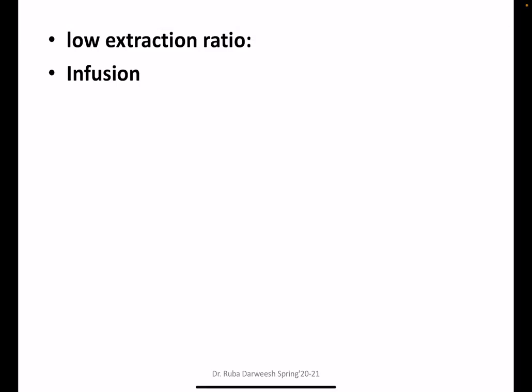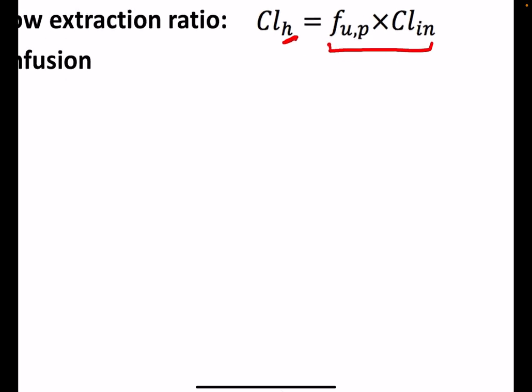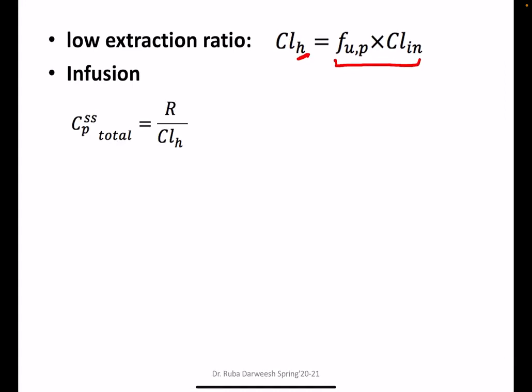Same idea here, and let's do the slide. In the question we have a low extraction ratio, and then the hepatic clearance would be equal to the intrinsic clearance, and we are taking the protein binding into consideration. As we are talking about infusion, the total concentration would be equal to R over hepatic clearance. Then the steady state total concentration would be equal to this.